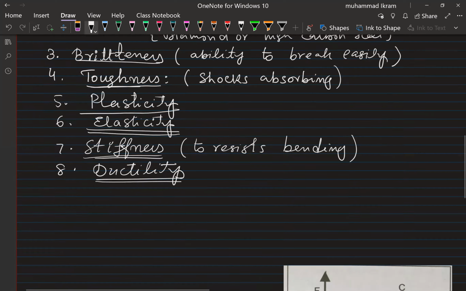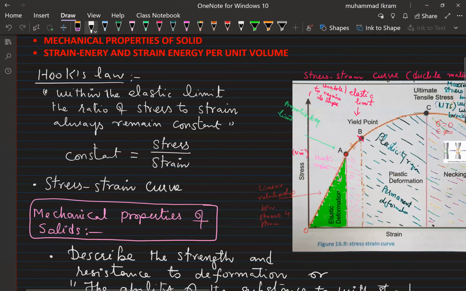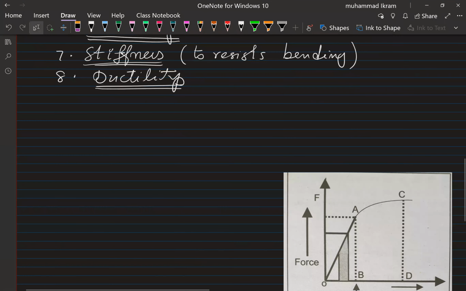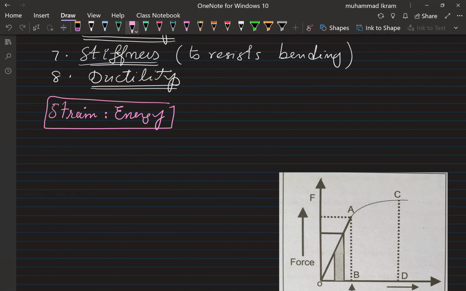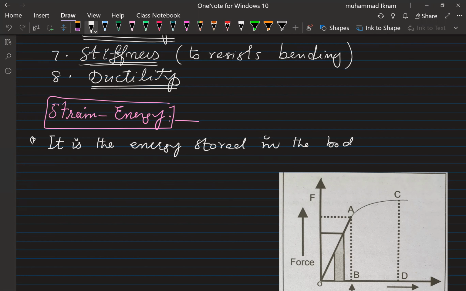The next one is the strain energy, and the strain energy per unit volume of an object. Now, what is the strain energy? Strain energy is the energy stored in the body, objects or substances due to strain. Energy stored due to strain is called the strain energy.